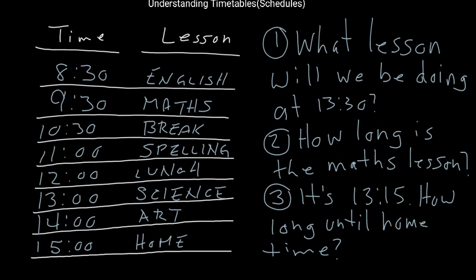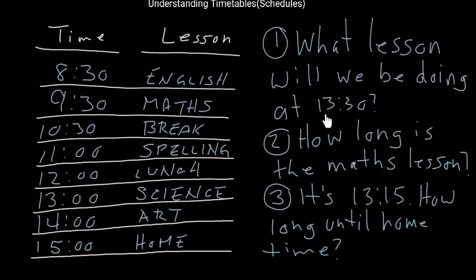Okay, so the first thing we need to do is just quickly go through these lessons and the times. So 8:30 English, 9:30 math, 10:30 break, 11 o'clock spelling, 12 o'clock lunch, 1300 science, 1400 art, and 1500 home time. And then question one says, what lesson will we be doing at 13:30?